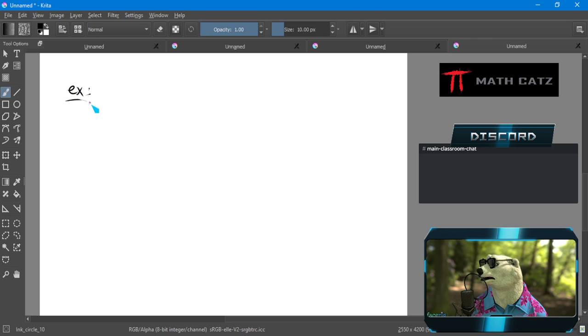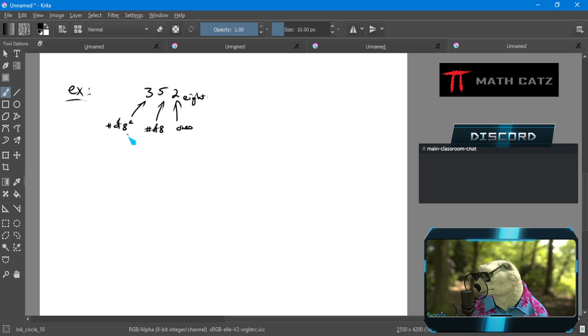Let's just randomly pick one. 3, 5, 2, base 8. When I convert that, well, now I have to remember, maybe it's nice to write it down. These will be the number of ones, we'll say. These will be the number of 8, groups of 8. These will be number of 8 squared, which is of course 64.